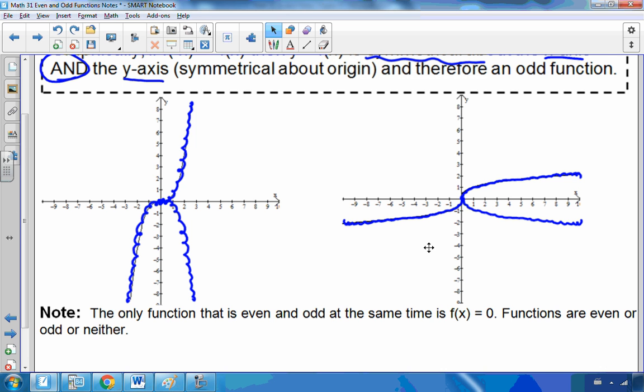Now the only function that is even and odd at the same time is the function f of x equal to 0.